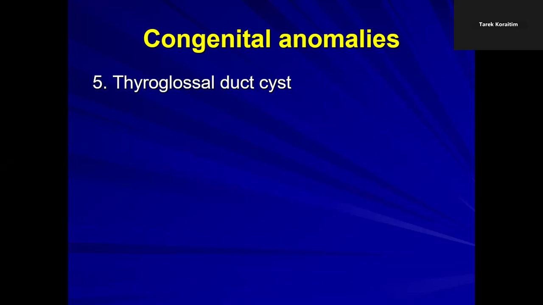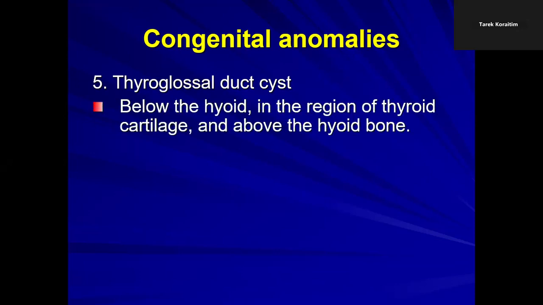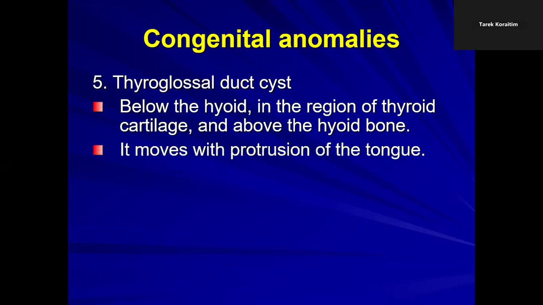Sometimes this obliteration process fails in the middle part, so it obliterates from below and from above, but in the middle part it does not obliterate, resulting in a cyst known as thyroglossal cyst, which is a very famous congenital anomaly where the baby is born with it. It might be below the hyoid bone, or in the region of the thyroid cartilage, a little above or a little below. It moves characteristically with protrusion of the tongue. Of course, it moves with deglutition as the thyroid gland does, but it is characterized by its mobility with tongue protrusion.